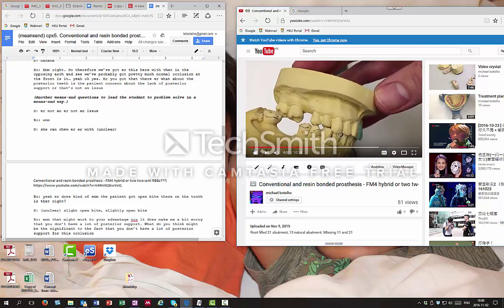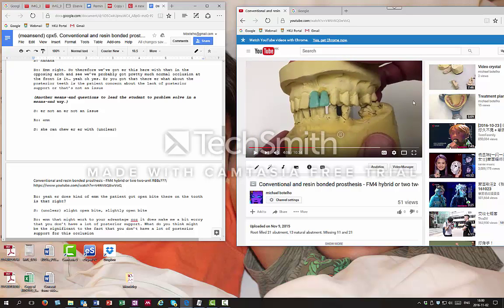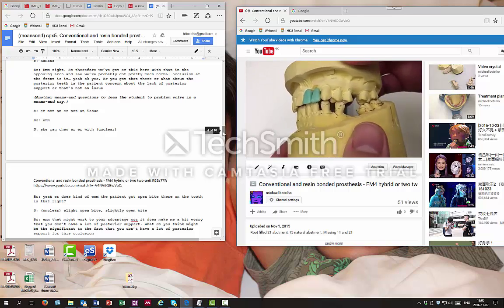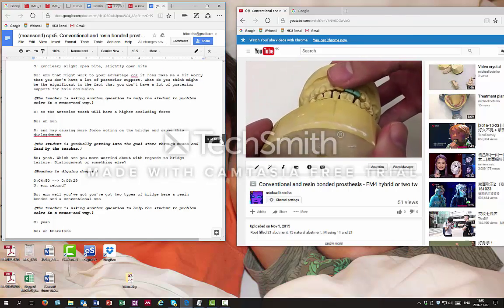Is the patient concerned about the lack of posterior support? That's an issue. Not an issue. So then I've seen there are other problems, and then you've got to make sure that they don't just focus on one area without having looked at all the others. And so he's rightly said that for the patient it's not a significant issue. Yeah, it does kind of, and the patient's got an open bite there on the tooth, is that right?